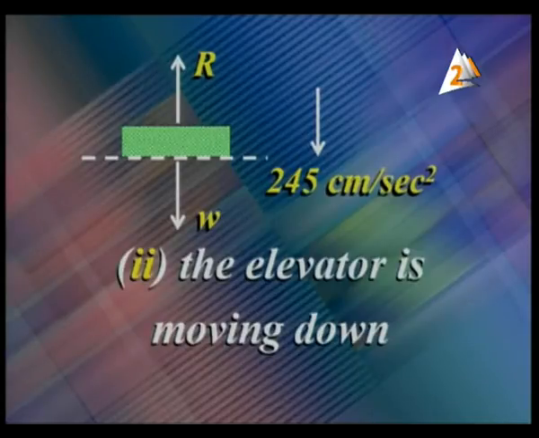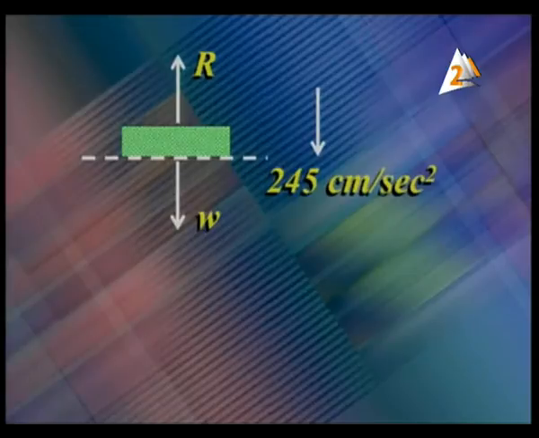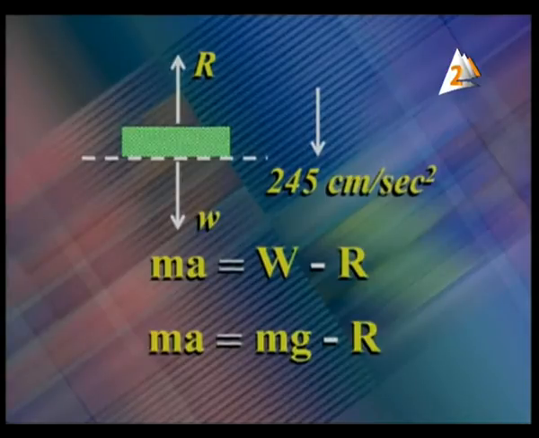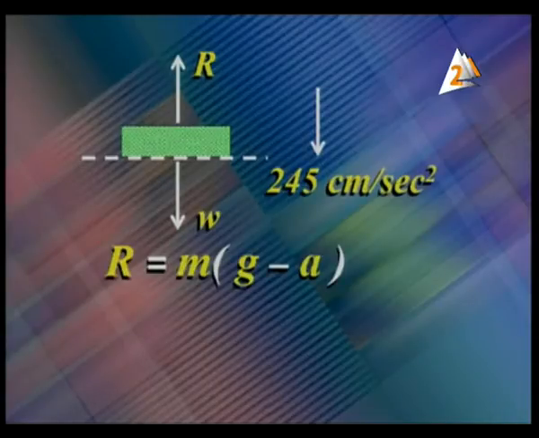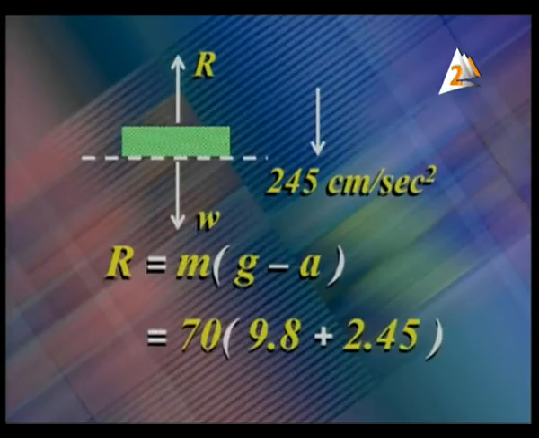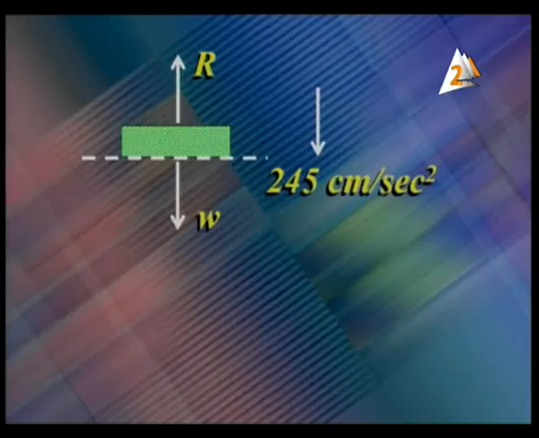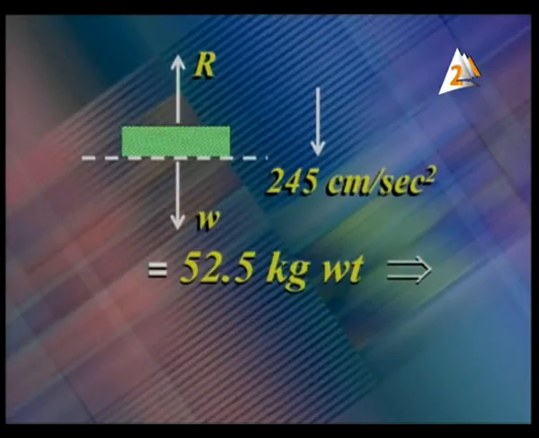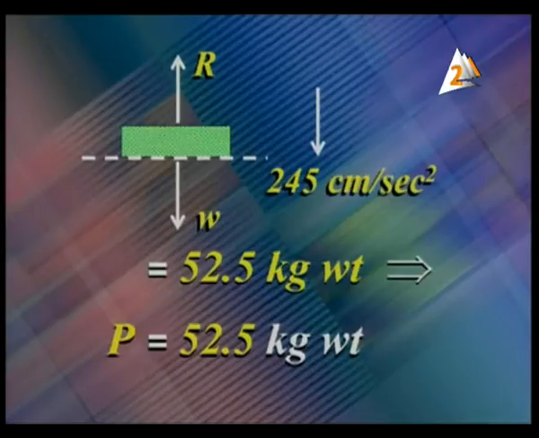Number 2, the elevator is moving down. Then MA equals W minus R. Therefore, MA equals MG minus R. So R equals M times (G minus A). M equals 70, G 9.8, A equals 2.45. Therefore, the result will be 52.5 kilogram weight, i.e. the pressure is also 52.5 kilogram weight.